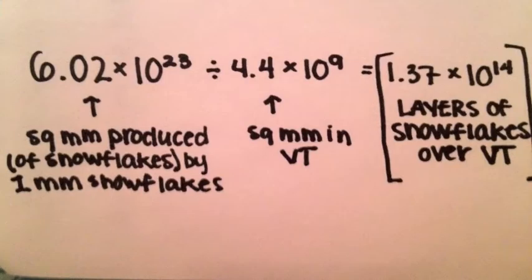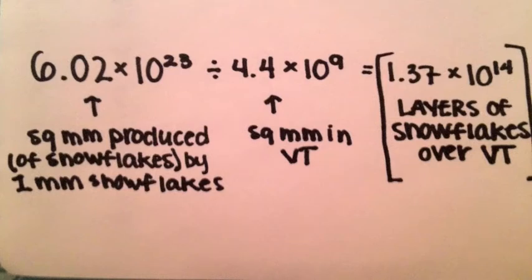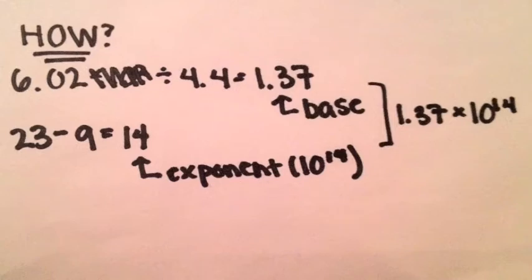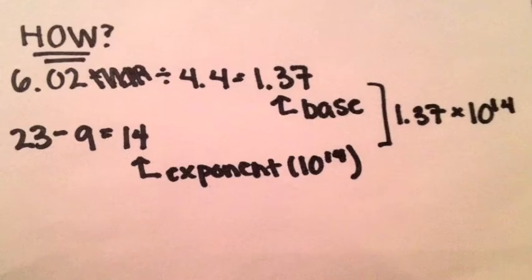The next step is to divide the square millimeters produced by 1 mole of snowflakes, or 6.02 times 10 to the 23rd square millimeters, by the square millimeters in Vermont, or 4.4 times 10 to the ninth. So 6.02 times 10 to the 23rd divided by 4.4 times 10 to the ninth is 1.37 times 10 to the 14th. You get this number by dividing 6.02 by 4.4, which gives you 1.37, and subtracting the exponents, 9 from 23, to give you 14.